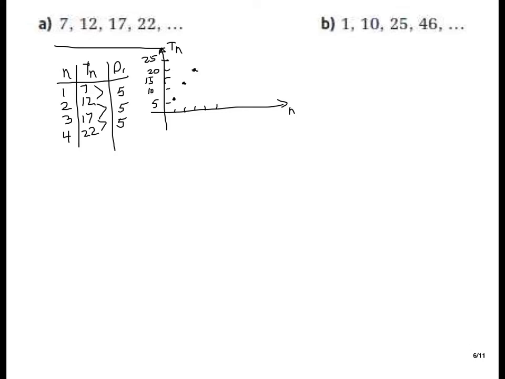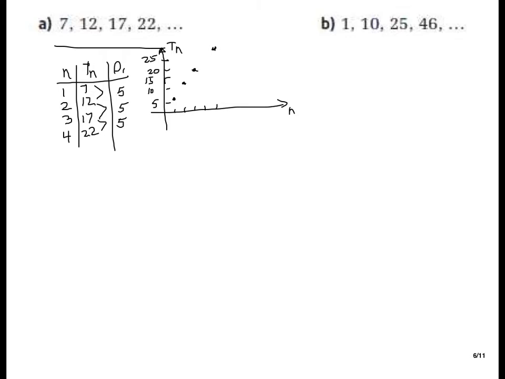And term 4 is going to be 22, so it's going to be somewhere around here. Obviously, you can see that this is a linear type of relationship, and a line can go through the points. Now, the next part of the problem says find the explicit formula. To find the explicit formula, we go back to the table of values.